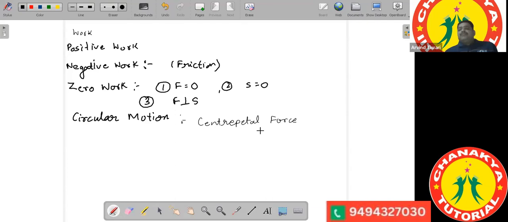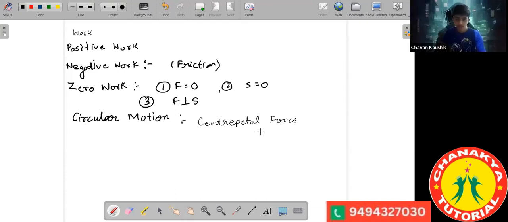The centripetal force may be provided by a thread. It may be provided by gravitation, by magnetic forces, or by electrostatic forces. I will give you various examples for them. One of the examples I gave about circular motion was suppose you try.